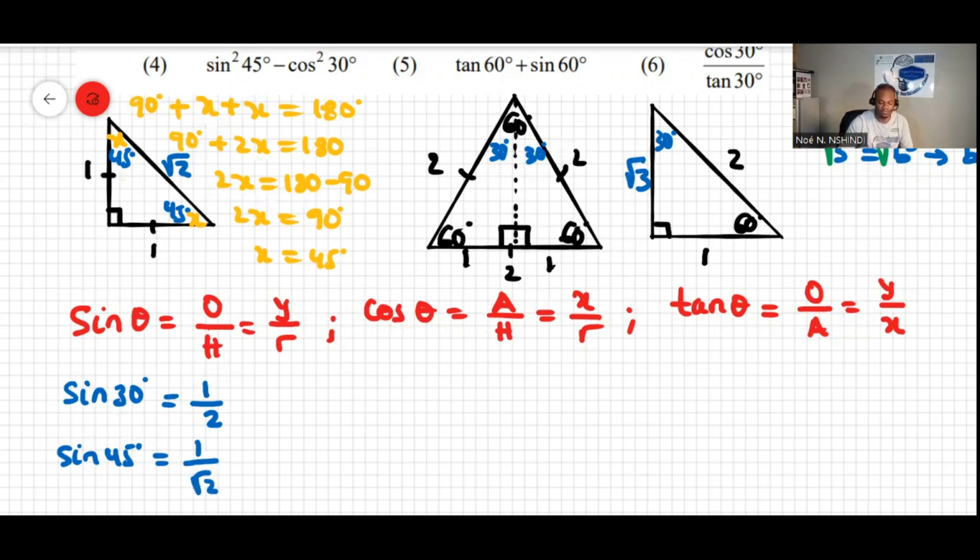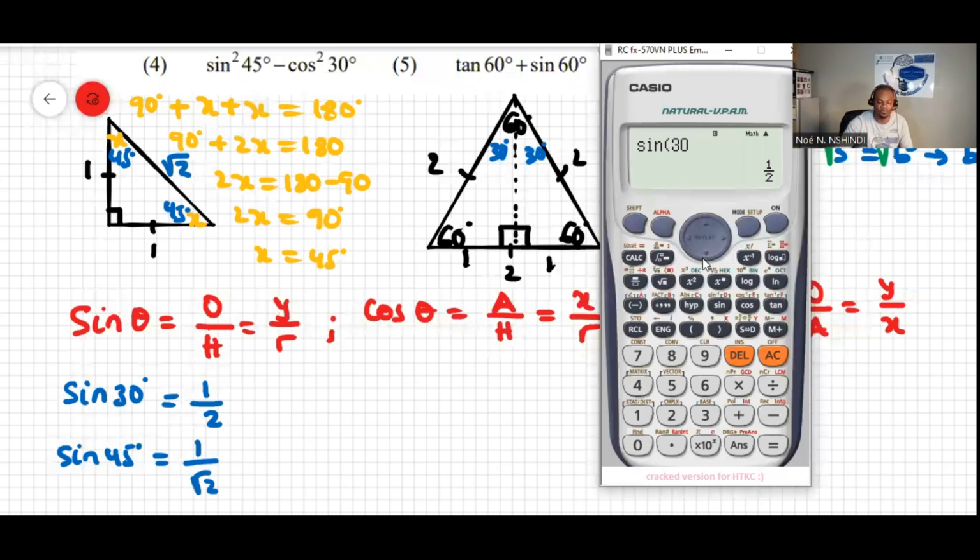Now, let's see if I do that in the calculator. Sine of 45 degrees, equal, oh, I have root 2 over 2. But it was supposed to be 1 over root 2 here. But that's root 2 over 2. So I did wrong. I made a mistake. No, I didn't make a mistake. The calculator rationalized the answers automatically.